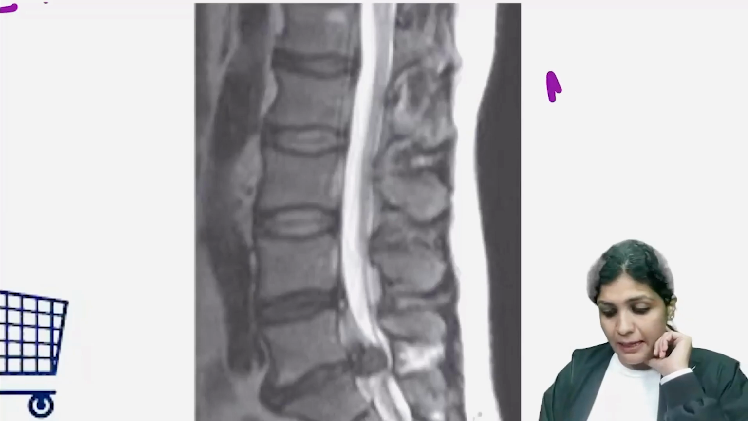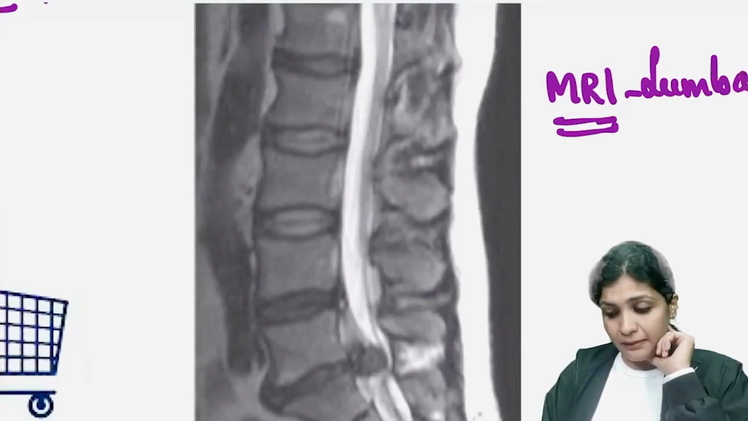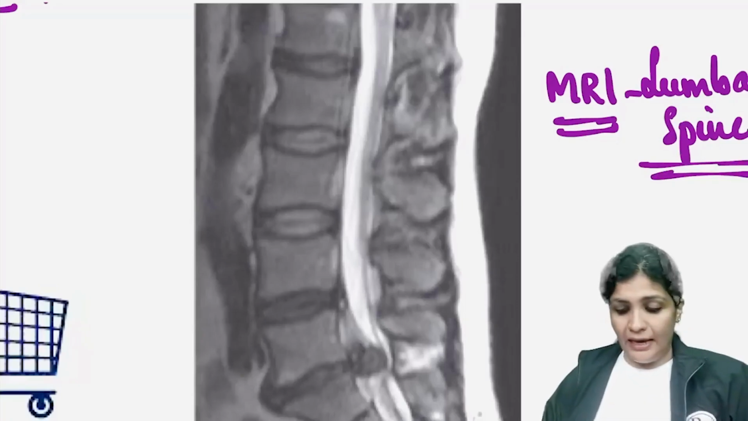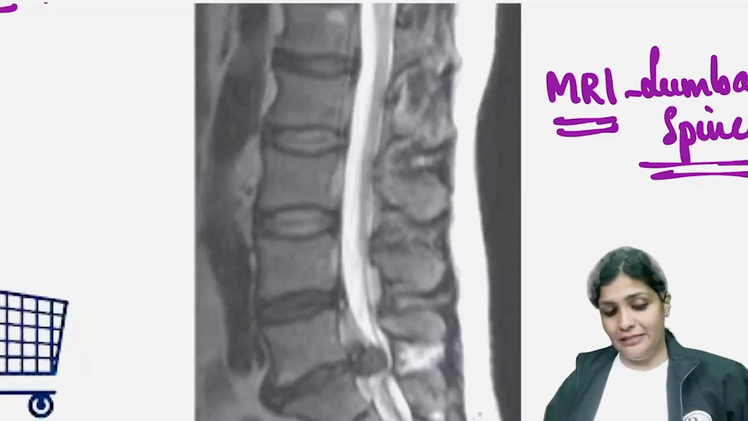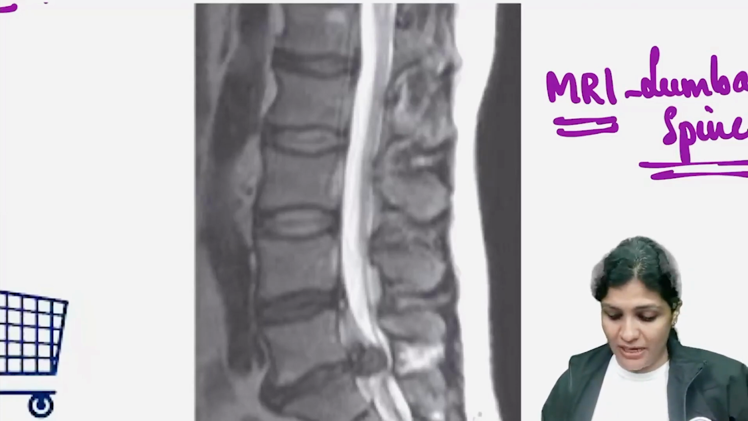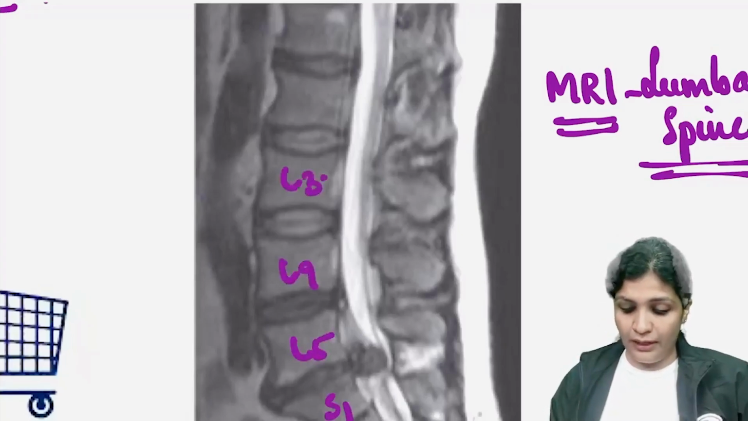So this is an MRI of the lumbar spine. Yes, Shivani, this is lumbar canal stenosis. That is fine, but what exactly is the reason for this lumbar canal stenosis? Allow me to name it. Always start with the sacrum. This is the sacral S1. This is L5, L4, L3.